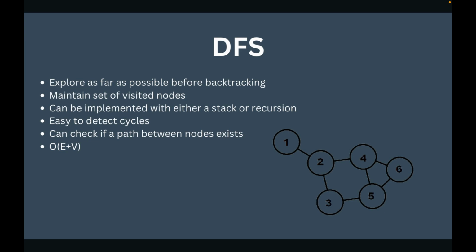DFS is very simple to implement, but it's not actually very useful for a lot of scenarios. The main things are that it's easy to detect cycles with DFS because you're already keeping track of what nodes you have. You can easily check if a path between nodes exists, but more complex applications aren't really suited to DFS. The time complexity I've noted here is E plus V, where E is edges and V is vertices or nodes. Generally, in the worst case scenario, if you're exploring the whole graph, you'll have to visit each vertex at least once, and you have to check each edge at least once. So it's kind of common sense.